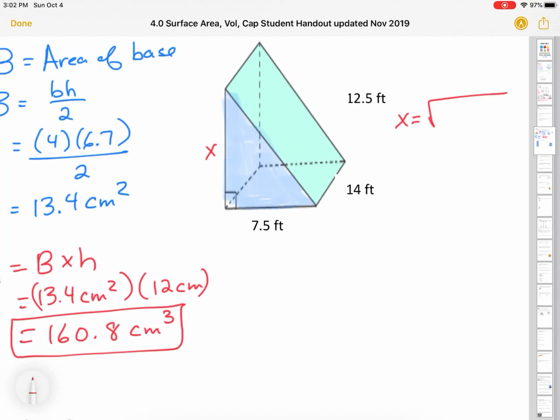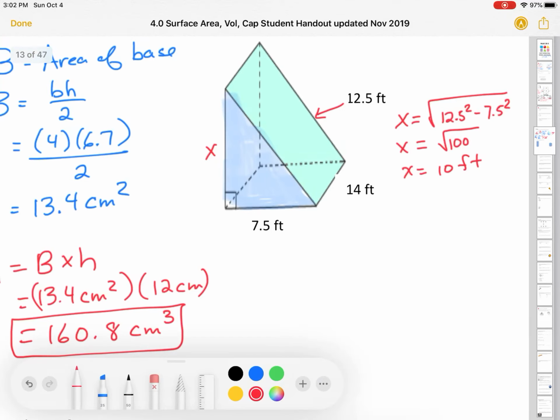So let's do that. We need the Pythagorean theorem. So x is equal to the square root. We know that this is 12.5 feet, so it'll be 12.5 squared minus 7.5 squared. So when we figure that out, that adds up to, wow, exactly 100. So x equals 10, okay, and it's 10 feet.